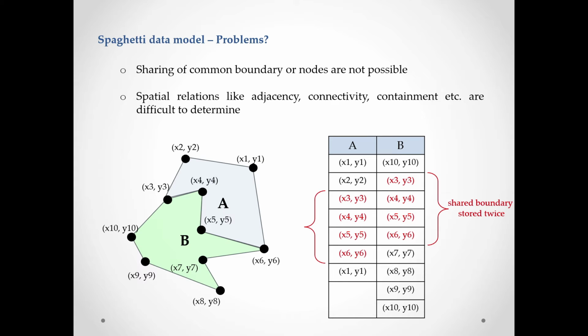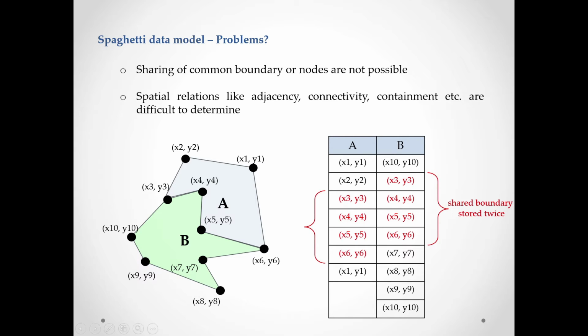Spaghetti data model problems. Sharing of common boundaries or nodes is not possible. Spatial relations like adjacency, connectivity, containment, etc. are difficult to determine. For example, let us take polygon A and polygon B. We can see they are sharing this common boundary. The nodes x3, y3, x4, y4, x5, y5 and x6, y6 are the common nodes.